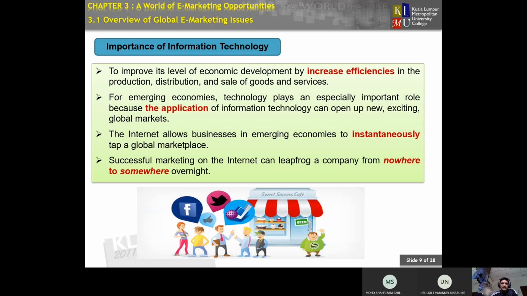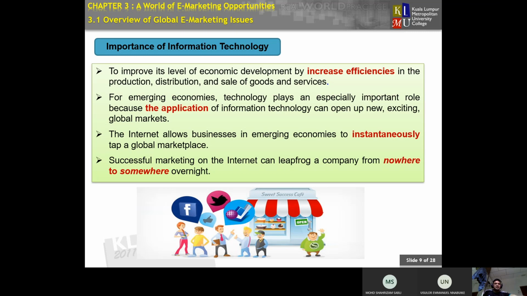Okay, now we go to other issues, in terms of IT, information technology. So why is IT important? First, it can increase efficiency in the production, distribution, and sales of goods and services. Of course, IT can increase our efficiency in our production for the company, distribution of the product itself, and sales in marketing itself, because nowadays everyone is using technology, no matter whether laptop, smartphone, and everything.